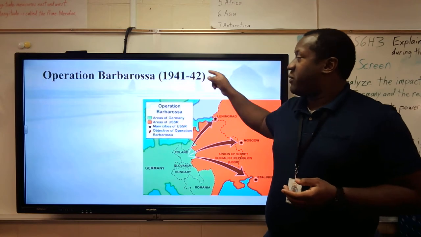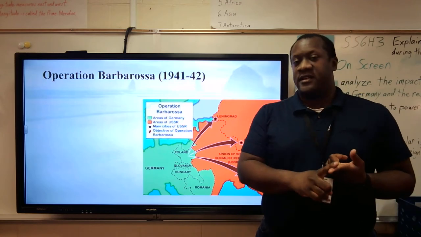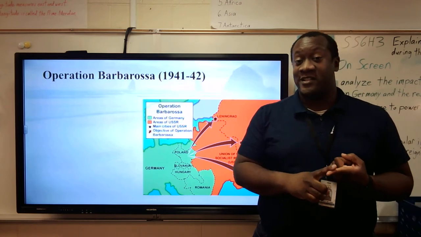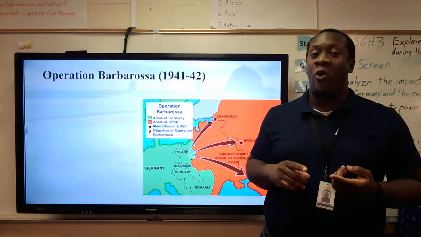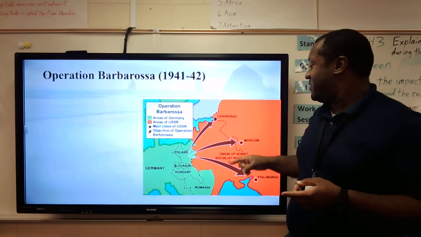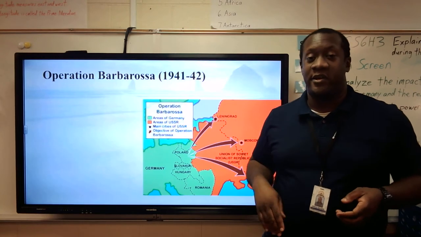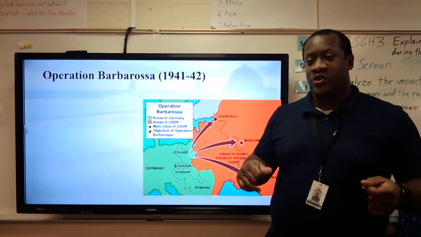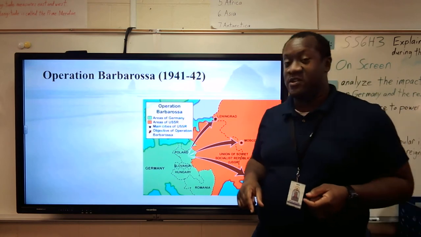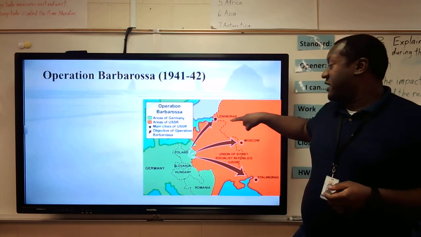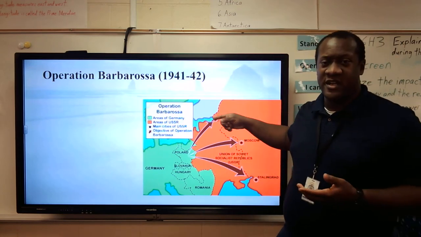So Operation Barbarossa. This is the Germans' plan to attack the Soviet Union. The Germans had always planned to attack the Soviet Union, so the Soviets are thinking, hey, we made an agreement with Germany. Well, let them take Europe. We don't care. Well, the Germans, they're planning to attack the Soviets. They want to take out Leningrad. By the way, it's called St. Petersburg today.